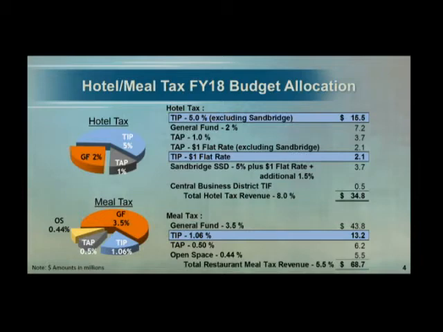This is another look at it, and this is just the hotel tax and the meal tax. Again in light blue is the TIP fund, showing how the hotel tax is broken out, with the portions that go to TIP, the 5% and the $1, and then the meal tax, the 1.06. I'm not going to repeat, but it shows that the hotel tax citywide is almost $35 million for FY18, and the meal tax is almost $69 million, which is divided up partially into the TIP fund as well as other funds.